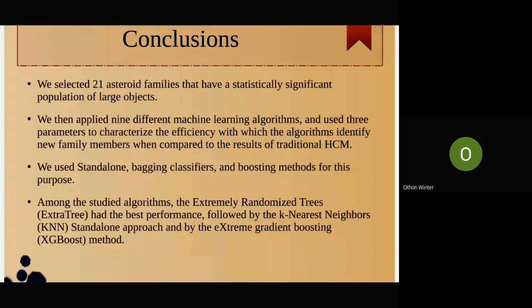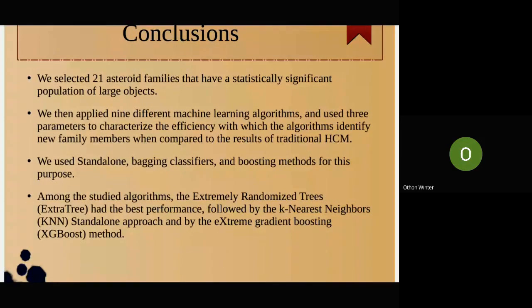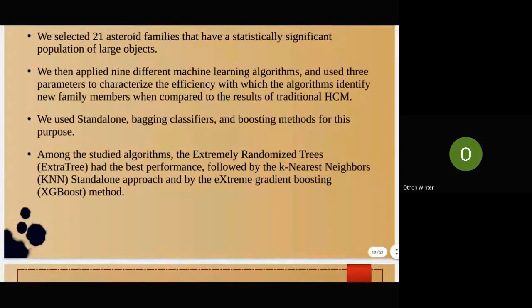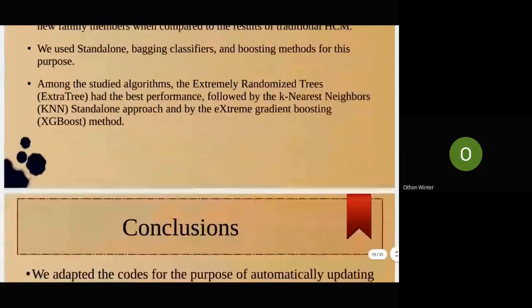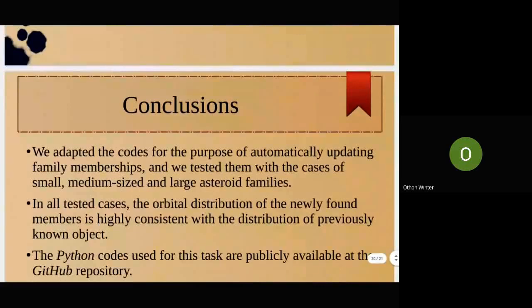And among the studied algorithms, the Extremely Randomized Tree has the best performance, followed by the KNN method and by the stream gradient boosting method. So you have one bagging method, one standalone, and one gradient method. But by far, Extremely Randomized Tree was the best that we found among the studied methods.